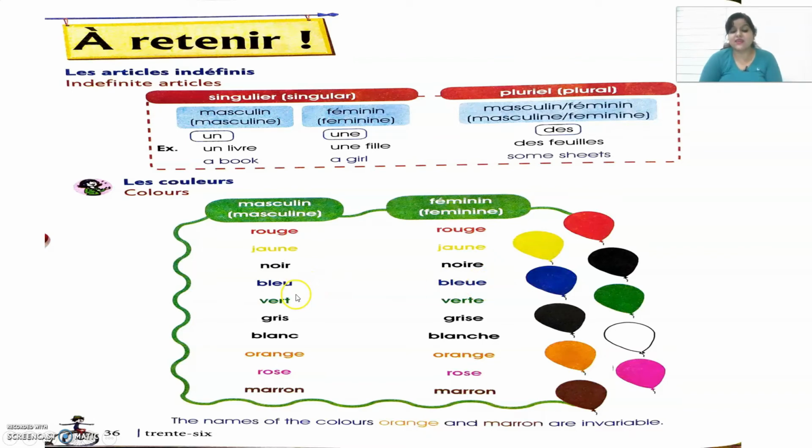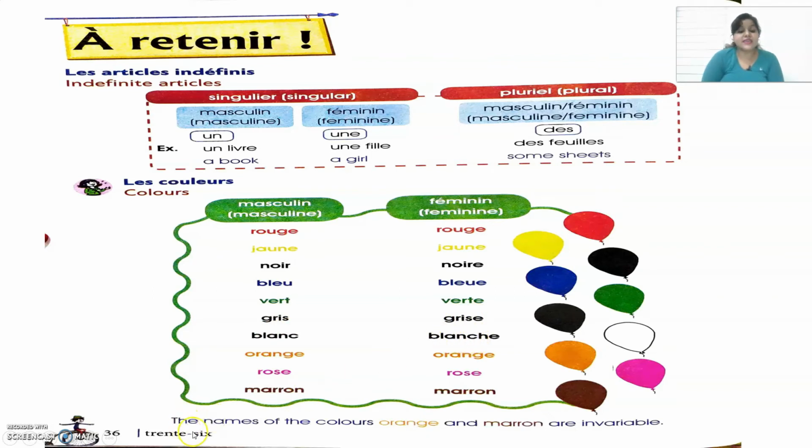Then is green. In green color, the spellings are also different and the pronunciation is also different. So to masculine we say vert and to feminine we say verte. Same is for grey. For grey we have just added an E in the feminine and the pronunciation is also changed and it is gris, grise. Same with white, blanc, blanche.